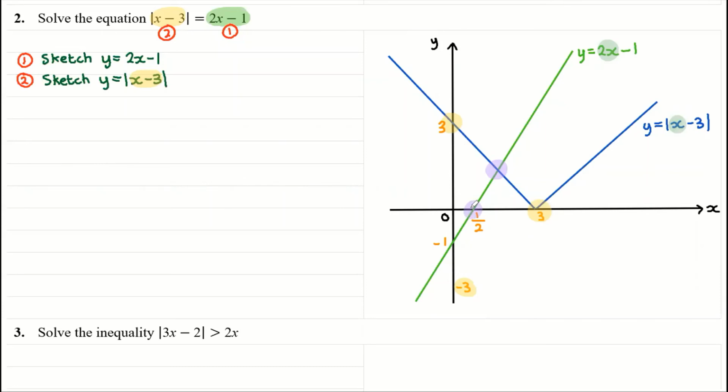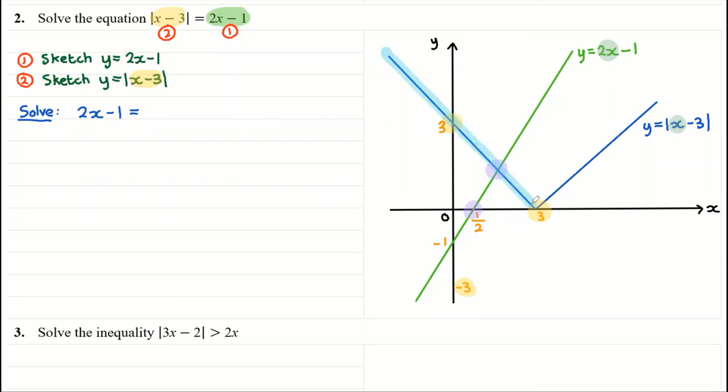So how do we do this? Well, we have to consider which branches are intersecting. So what we're going to be solving. Well, if we look at the green line, we have no choice. That's the equation y equals 2x subtract 1. So I've got to use that. But what is it intersecting with? Well, it's intersecting with the negative branch of my modulus graph. So it's intersecting with this branch here.